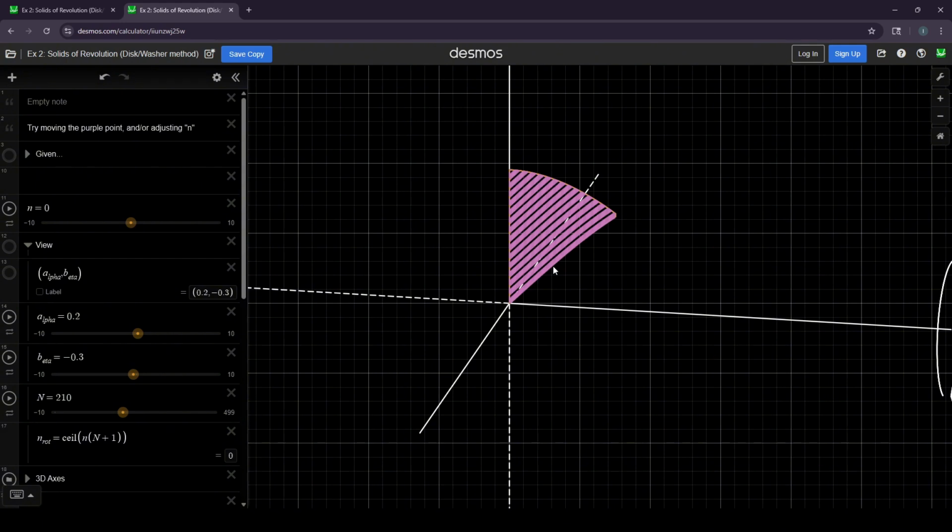Now, if this is confusing to you, of course, the math will help a lot. But visualization, I would say, matters the most in calculus. So let's go ahead and do the math.